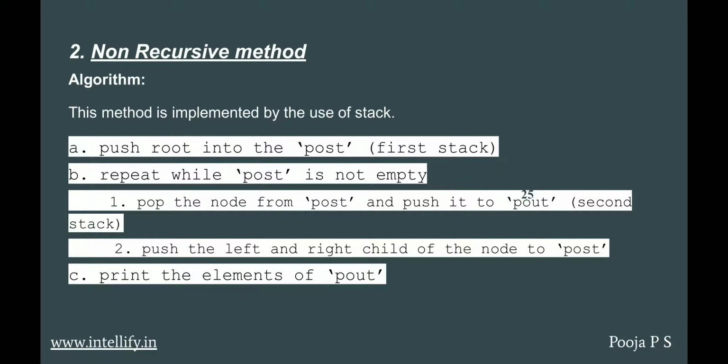Pop the node from the post, the first stack, and push it to pout, the second stack. Then push the left and the right child of the node to post. Then print the elements of pout.